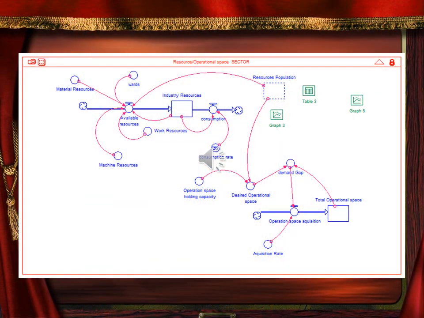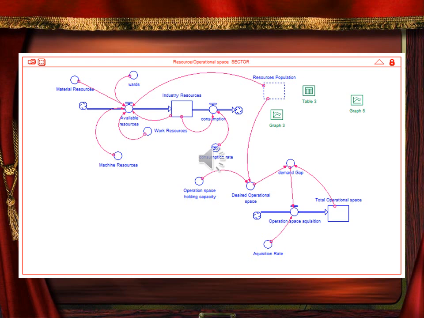As earlier explained in the previous slides, we have divided our exhibit into two parts, that is two sectors. We have looked at the first sector as being resource stock operational space, and under this we are considering the main tanks, the main stocks, as being industry resources, resource population, and total operational space. When we talk about stocks in this case, we are looking at inflows to these stocks or to these tanks.